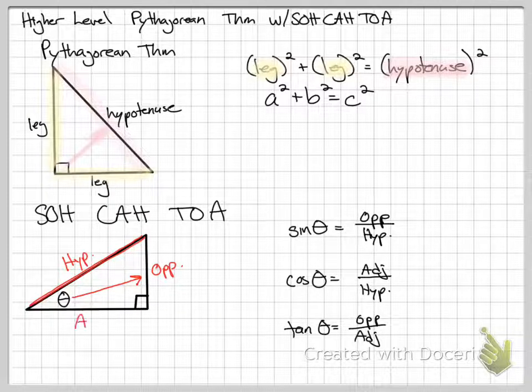which means the other one must be adjacent. It's the leg that touches theta. It's adjacent to, right next to theta. So everything depends on where theta is. If I move theta in that picture, all these labels are going to change, except for hypotenuse.